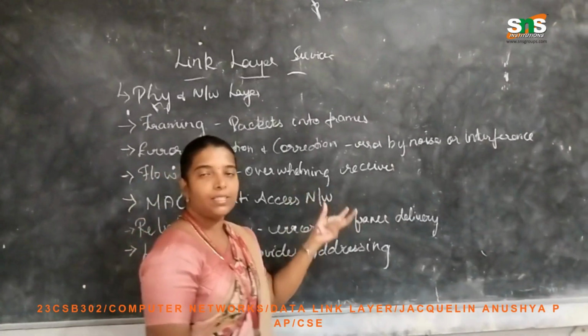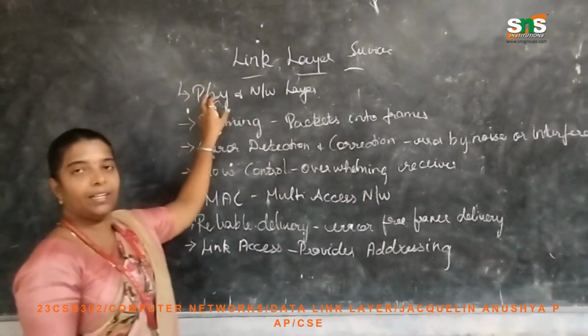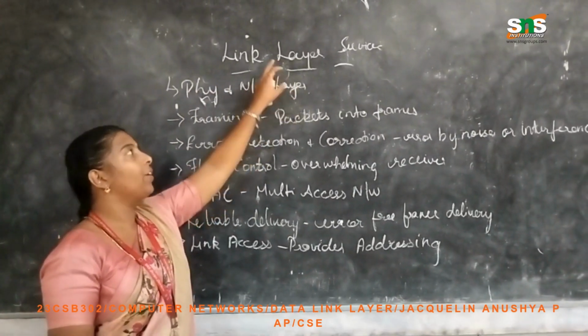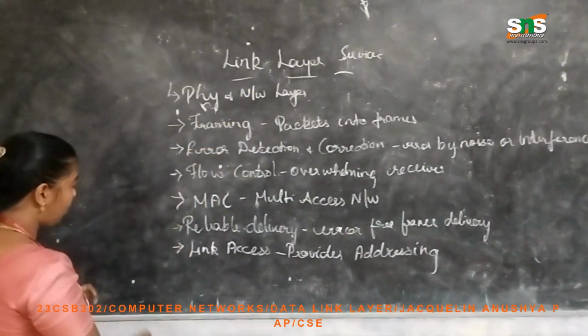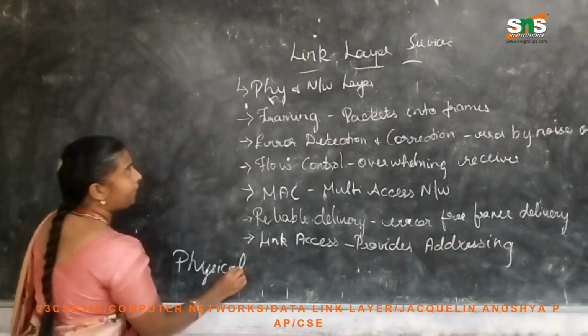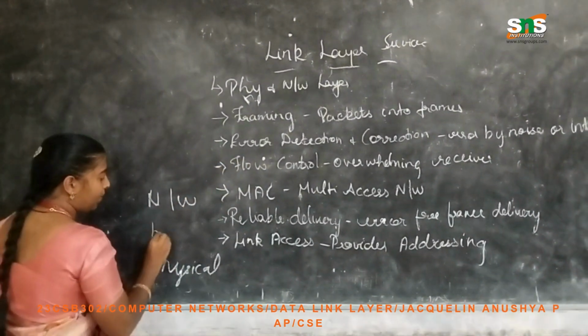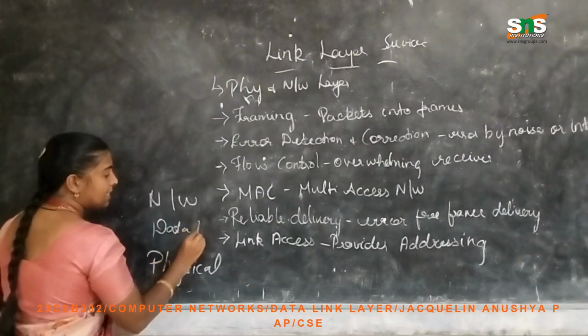As we learned in OSI layers, we have 7 layers. In that, in between the physical layer and the network layer, your data link layer is present. Your physical layer will be the bottom layer, and next you will have the network layer, whereas this data link layer will be present as the second layer.